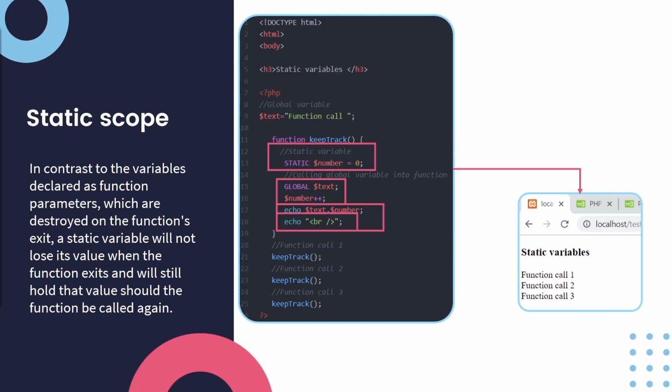Now, this is where the magic really happens, because here I'm calling the function 3 times, but that variable, the variable called number, which is static, never gets destroyed. Instead, it just updates and updates and updates, regardless of whether the function was exited or not. And we can see this when we call keepTrack 3 times, we actually get function call 1, function call 2, as well as function call 3.